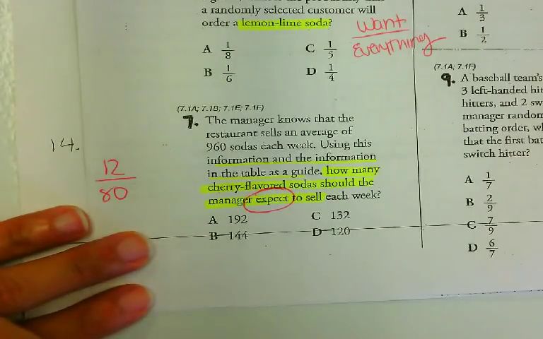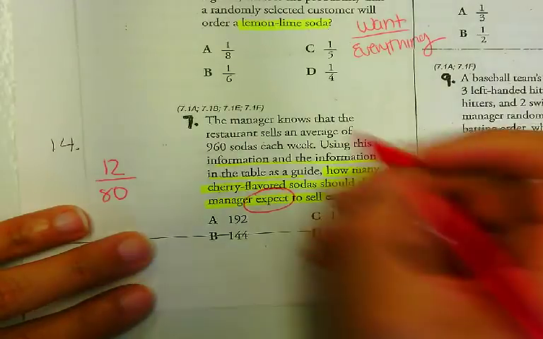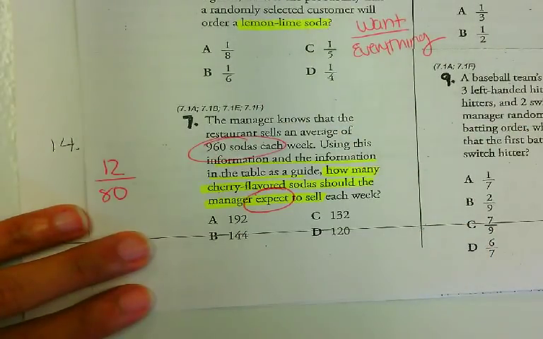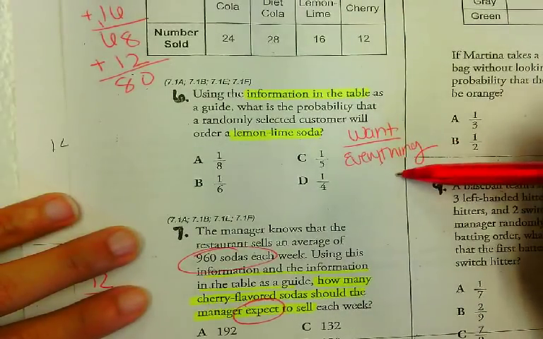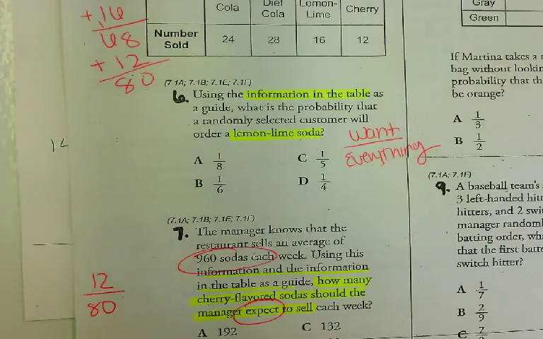Now she knows that they sell an average of this many each week. Now again, when we set a probability, we want 1 over everything. So is 960 how many you want to sell, or is 960 everything that you sell? Like the total of everything you sell. See if you can figure that out. Pause the video if you have to.